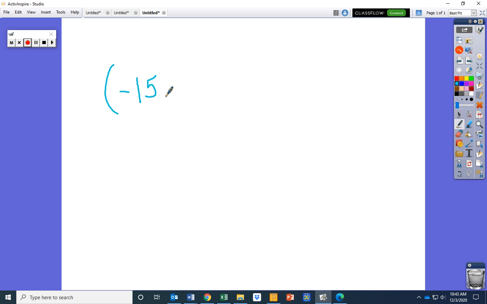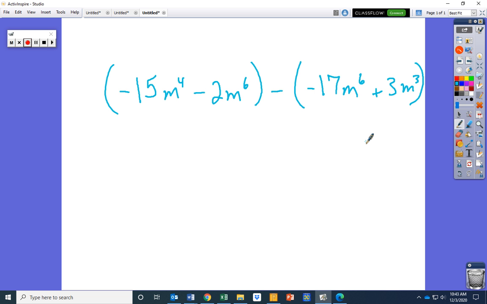Negative 15m to the fourth minus 2m to the sixth minus negative 17m to the sixth plus 3m to the third. Okay. Let's see if you can simplify this linear expression, please.